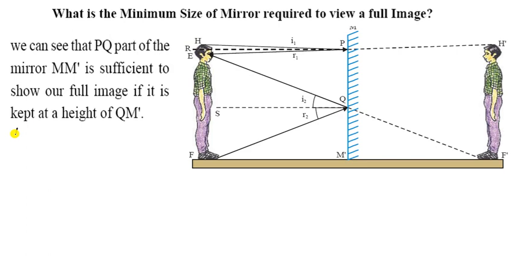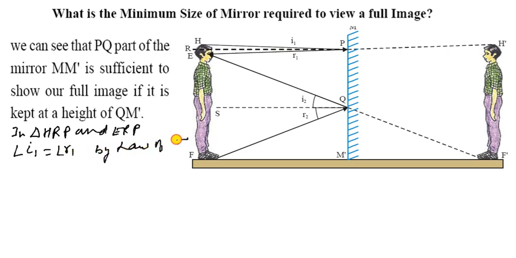So we can take this triangle. In triangle HRP and ERP, this is the ERP. So first, by the law of reflection, angle I is equal to angle R. The angle I1 is equal to angle R1 by the law of reflection.